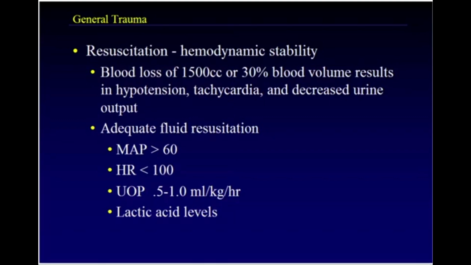significant blood loss. For the parameters of adequate fluid resuscitation, you would want to maintain the mean arterial pressure greater than 60, keep the patient from being tachycardic with the heart rate less than 100, and maintain the urine output as close as possible to 1 cc per kilogram per hour, or roughly 30 to 40 cc's per hour. And then you can also monitor the lactic acid levels.